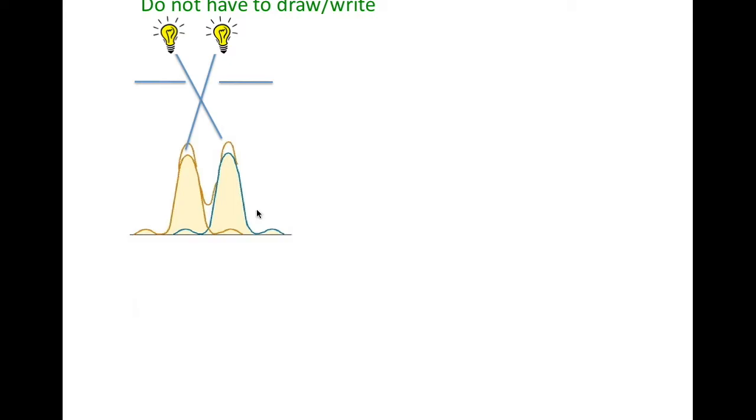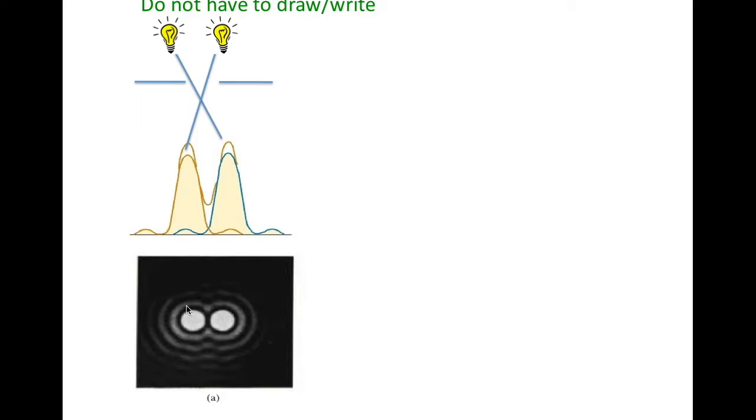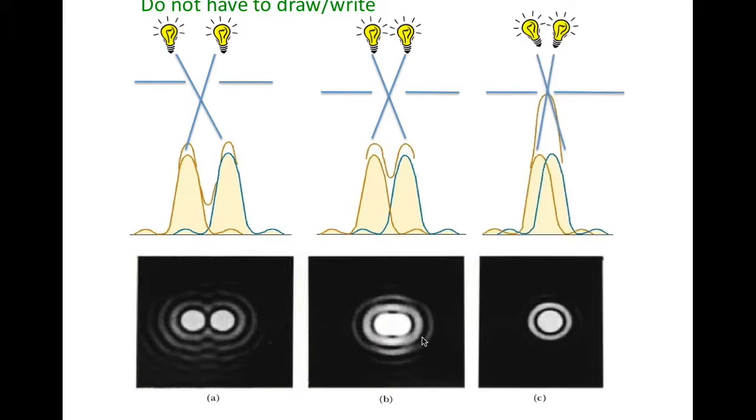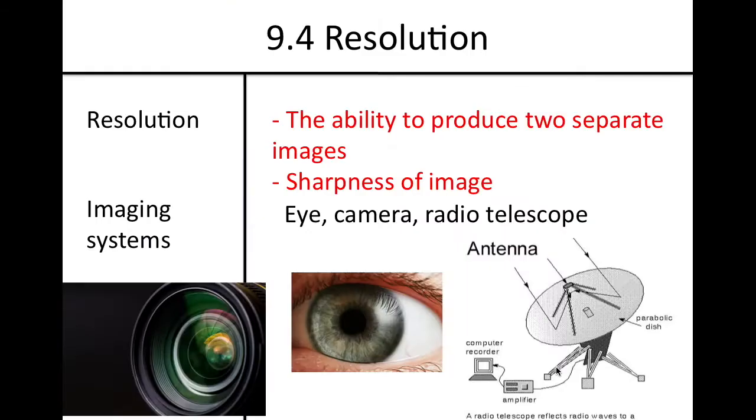Here is what this would look like on the detector screen. Here you see two central maxima, and they are distinct and separate, and we can see them both. If the central maxima had more overlap, then you notice that it becomes more difficult to distinguish the two separate central maxima. If the central maxima are experiencing even more overlap, then it becomes even more difficult to distinguish the two separate central maxima. Let's begin taking some TNOTES.